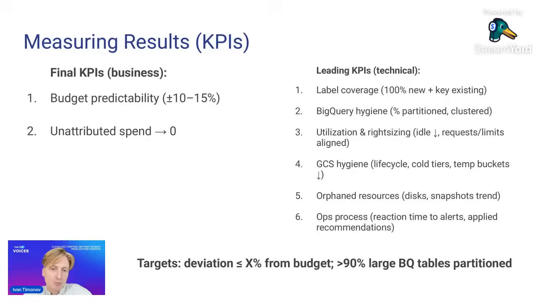Like budget predictability. The percentage of months where actual spend stays within 10 or 15% of the budget. Unattributed spend, the share of cost without labels like owner, team, or environment. The target value should be close to zero. These metrics map directly to the three questions from the visibility step. What costs the most? Who owns it? And when did growth start? But they translate those answers into the price of outcomes.